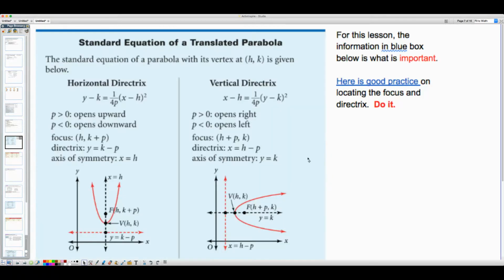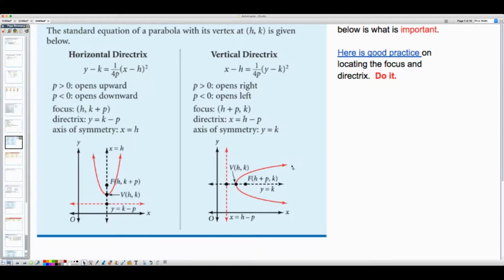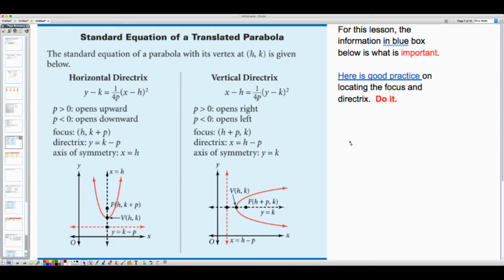So this blue table shows some really good information, really important information. Also, there's some good practice that if you want to get good at this, you might want to try some of these. Just do the practice here.